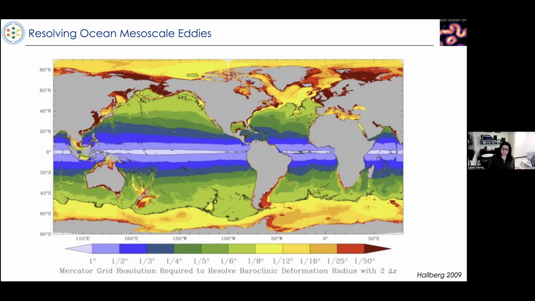Increasing resolution, of course, means increasing computational costs, so what we have to do is something in the middle, where we try to represent eddies in a way that will mimic their impact on the large-scale flow, especially in regions where eddy activity is high. So Gulf Stream, high latitude, Southern Ocean, and many other places where we know that the eddy-mean flow interaction is actually quite important.